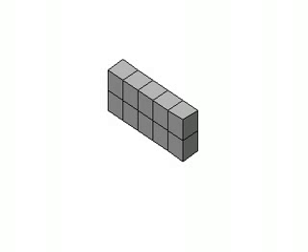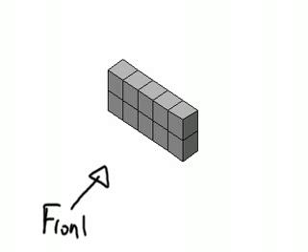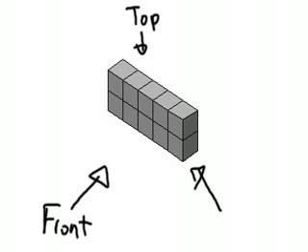Now, for this particular shape, and for our homework assignment and everything, we're going to say that looking at it straight on this way is going to be the front. And if I were to get above it and look only down upon it, that's going to be the top. Now, this side right here, we're going to call the right side.